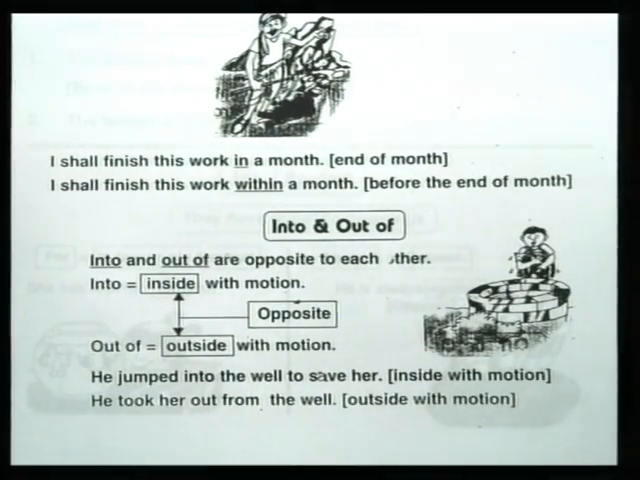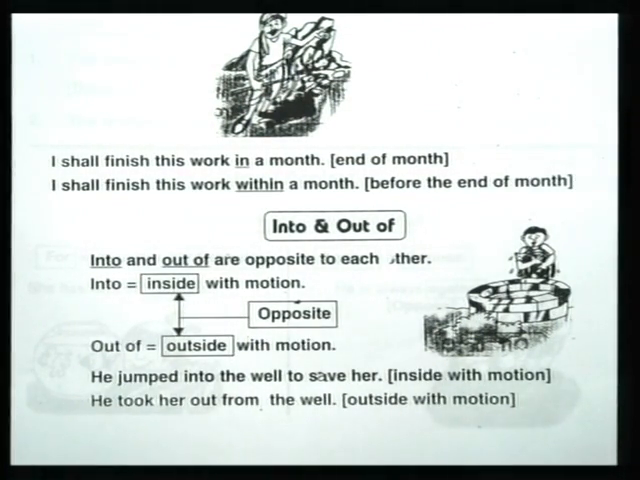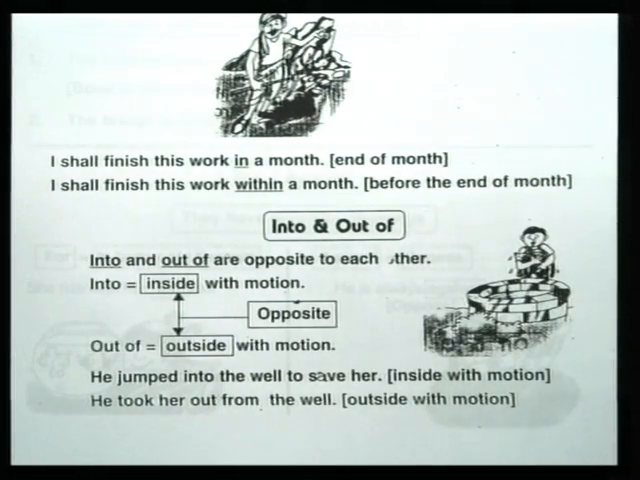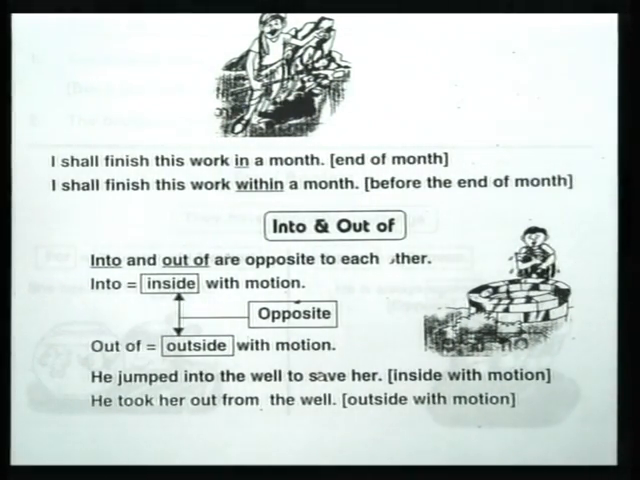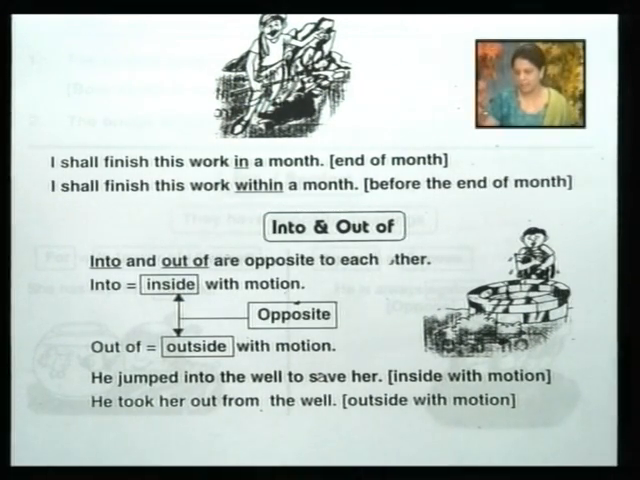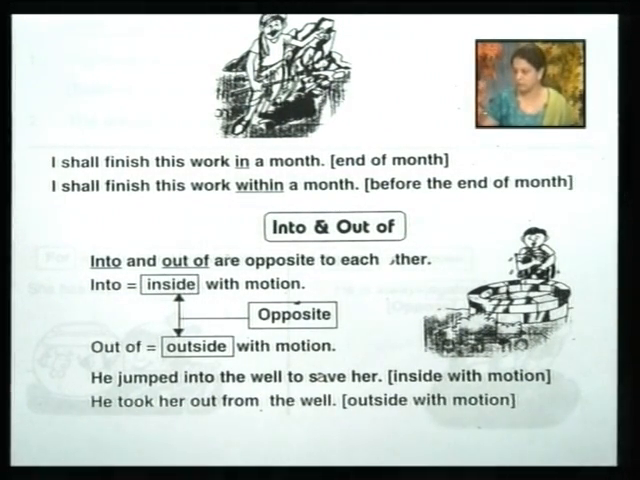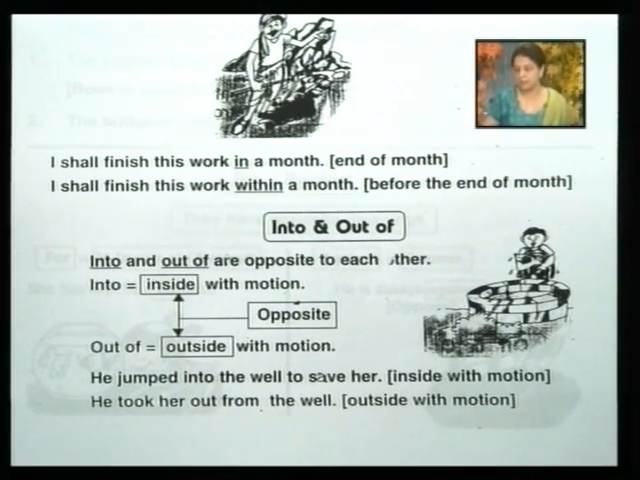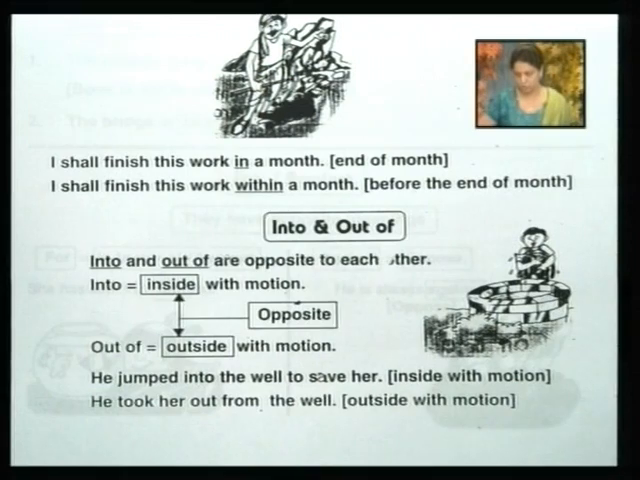Now, into and out of. Into and out of are opposite to each other. Into means inside with motion. Out of means outside with motion. So they are opposite to each other. He jumped into the well to save her. That is inside with motion. And he took her out of the well. That is outside with motion.